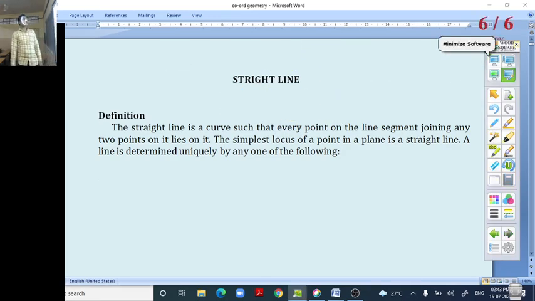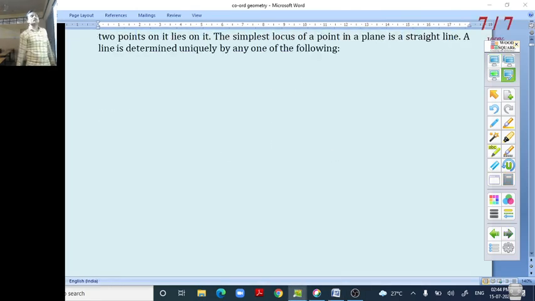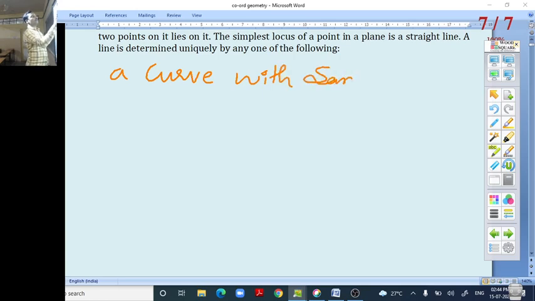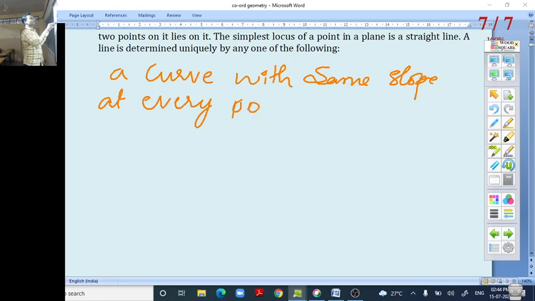So we know that a straight line is basically a curve with the same slope at every point on it. Okay, so basically a straight line is a curve where every point has the same slope.